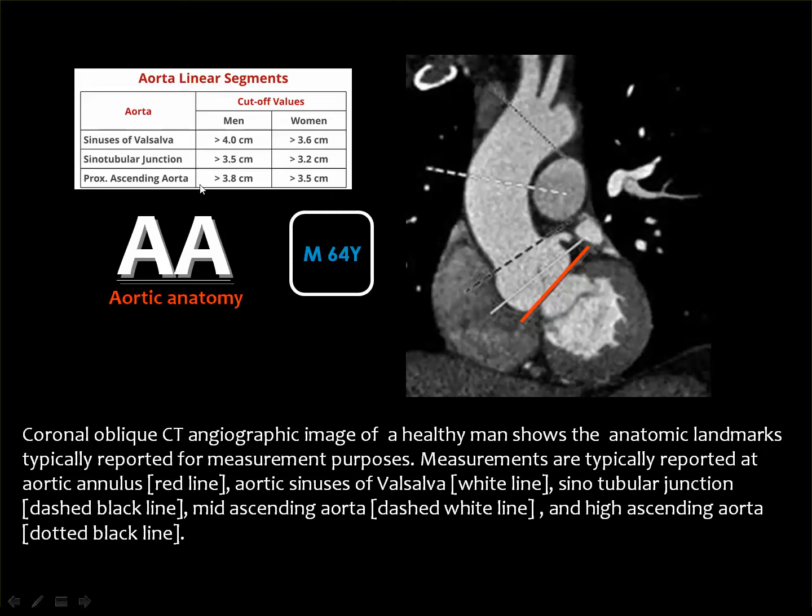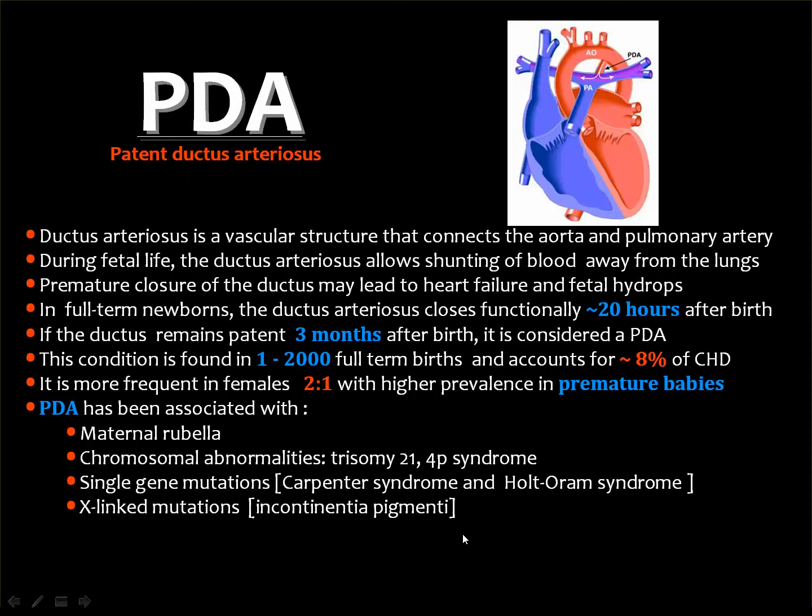The diameter of the aorta at the sinotubular junction should be less than 3.5 centimeter in males and 3.2 centimeter in females. And the diameter of the proximal ascending aorta, and this dotted white line, should be less than 3.8 centimeter in males and 3.5 centimeter in females.